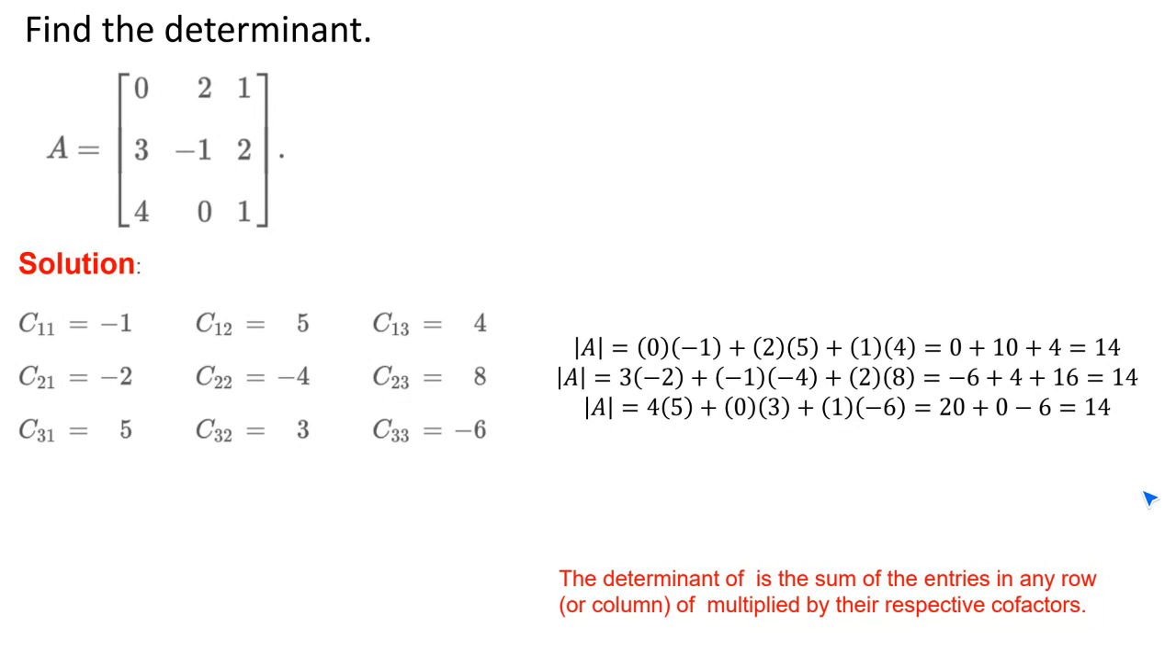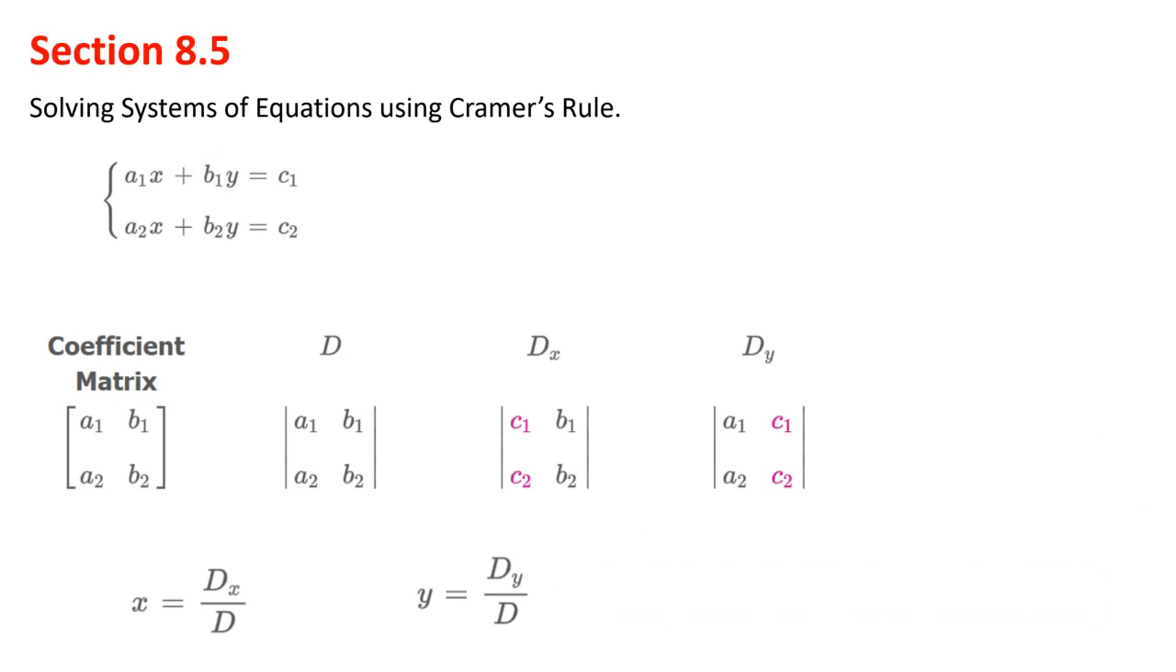You don't have to write all 3. I just wrote them so that you can see that you get the same answer. So why do we even care about the determinant? The determinant is your 4th method, and this is from section 8.5. It's another method to solve a system.